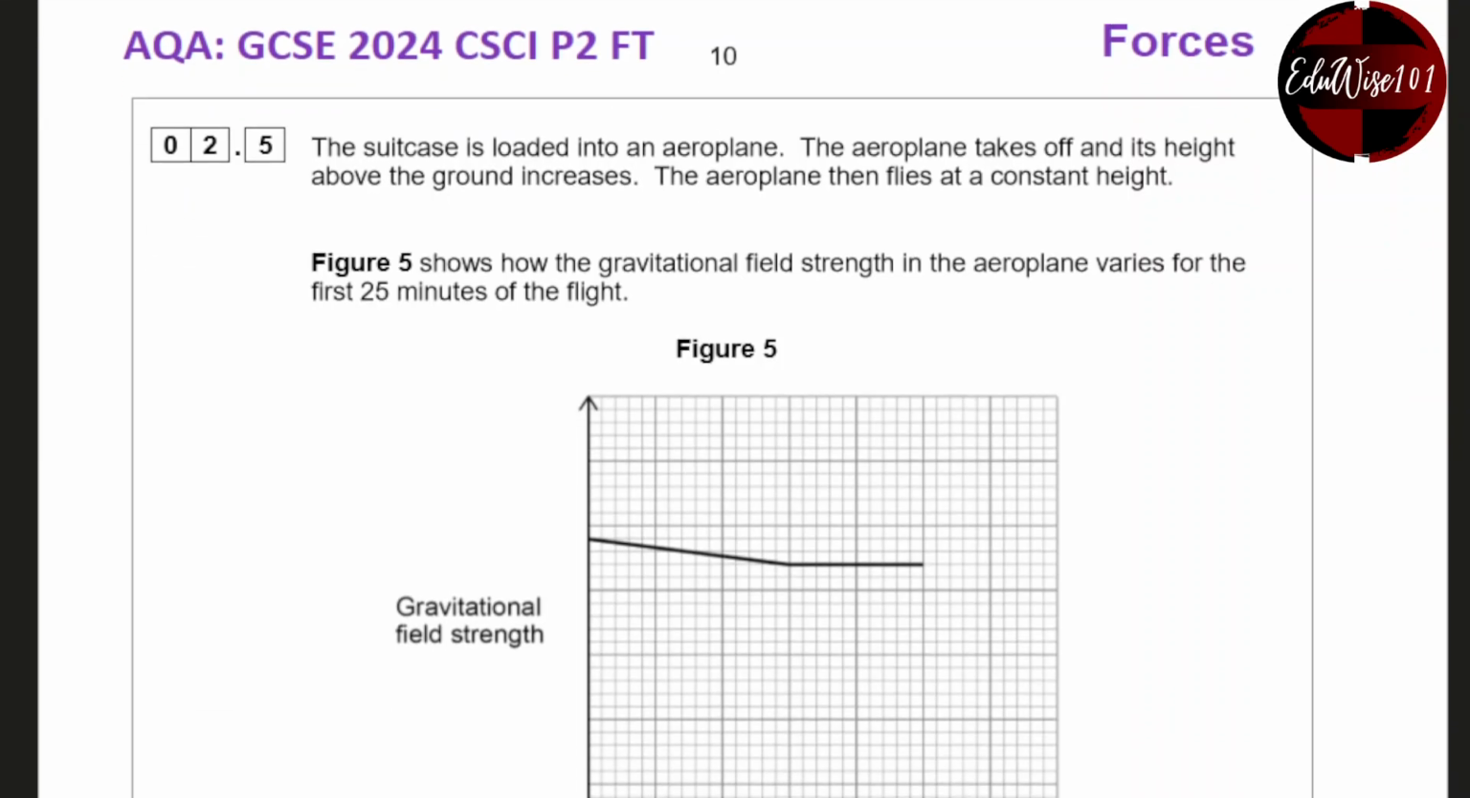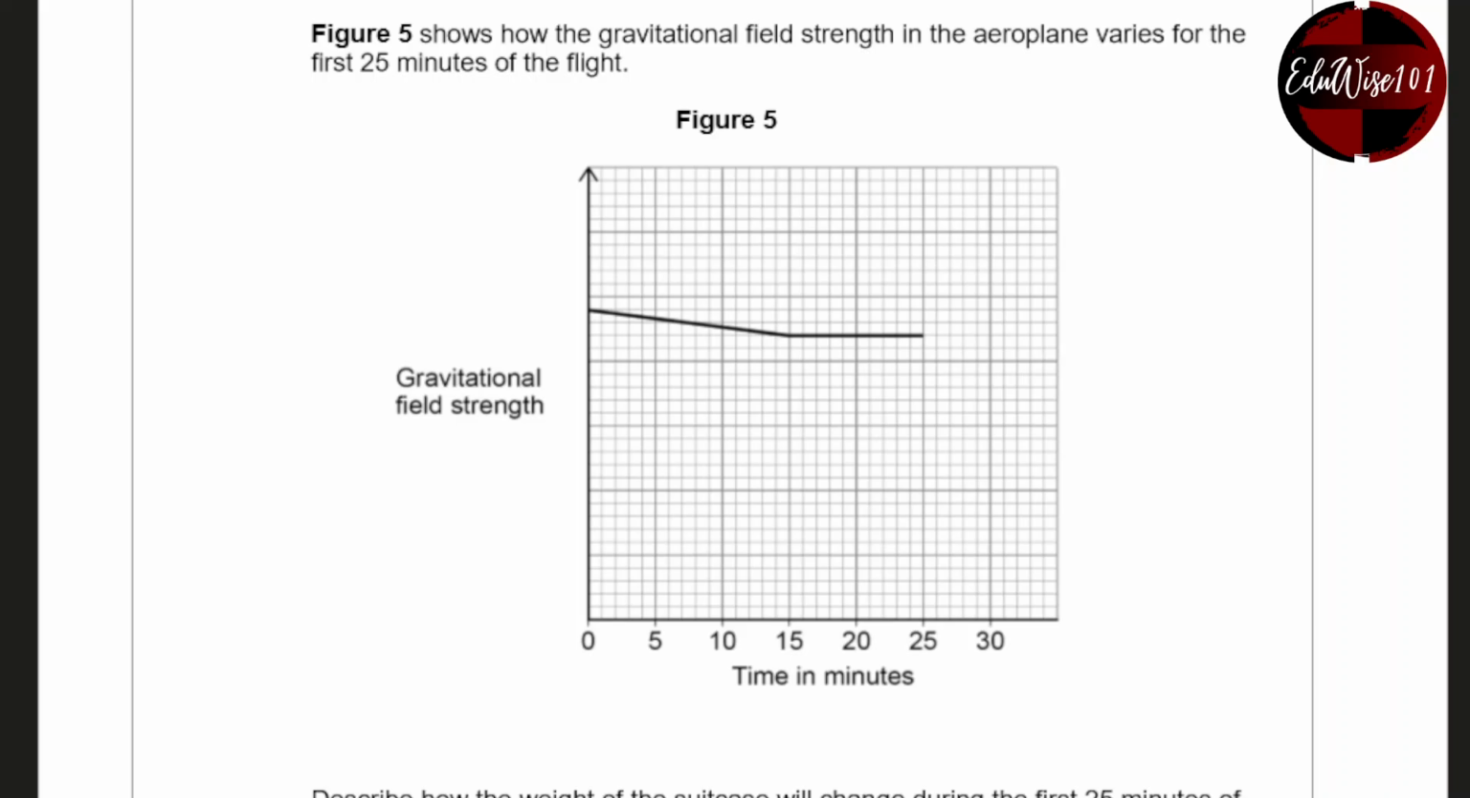The suitcase is loaded onto an airplane. The airplane takes off and its height above the ground increases. The airplane then flies at a constant height. Figure 5 shows how the gravitational field strength in the airplane varies for the first 25 minutes of the flight. As you can see, they haven't given you numbers here. So it's starting high and then it goes down and then it actually remains constant.